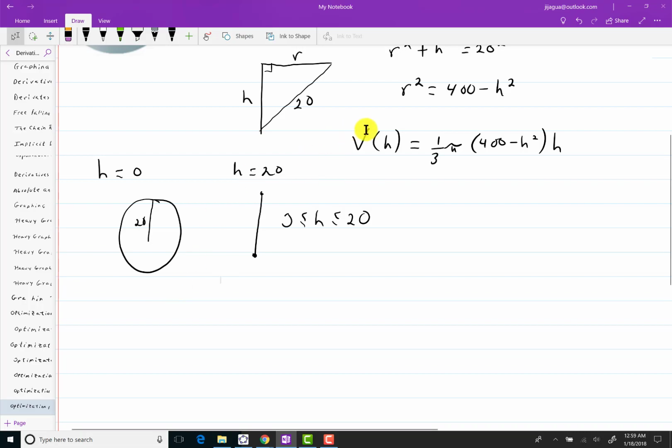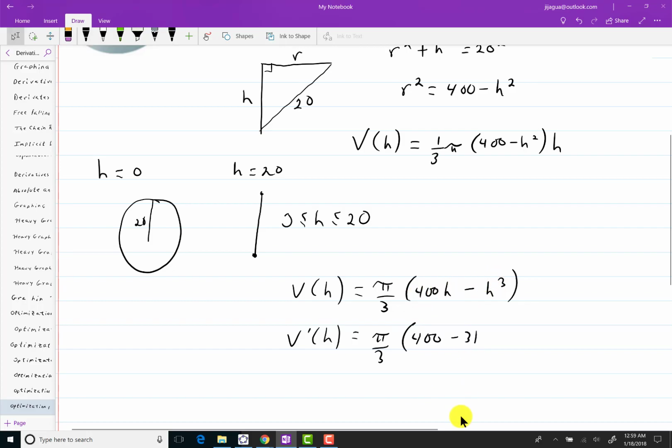All right, let me take the derivative. Actually, let me write V a little better. V of h equals, I'm going to multiply the h through, and I'll write it as pi over 3 times 400h minus h cubed. It seems a little more compact. And then when I take the derivative, V prime of h equals pi over 3 times 400 minus 3h squared, and set that equal to 0.